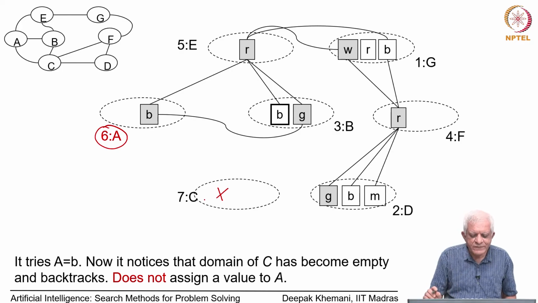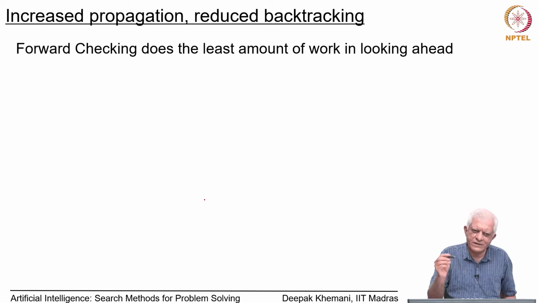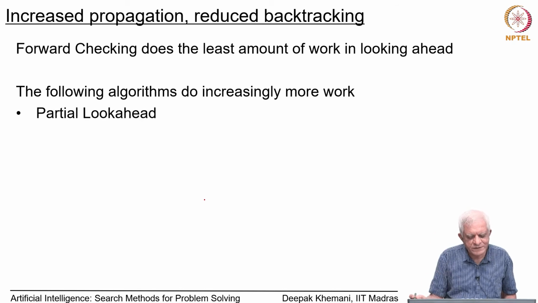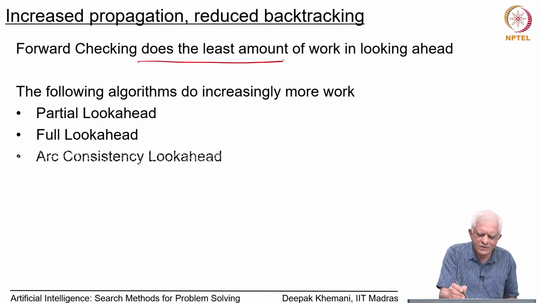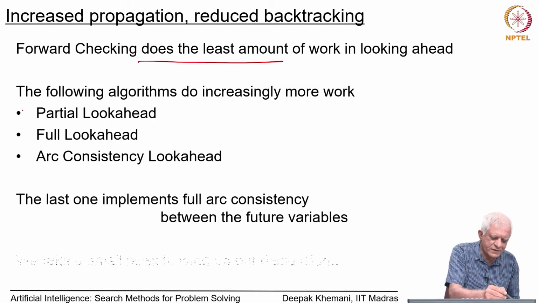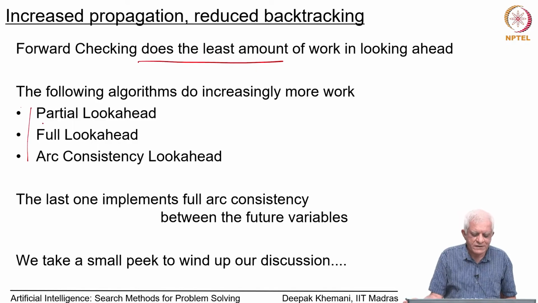Let us, without going into the details, look at another example to illustrate the idea that if you do more propagation, then you have less backtracking essentially. So, our algorithm went up to variable 4 and then backtracked essentially. Eventually, the value of the first variable was going to be changed. Forward checking does the least amount of work that you can do, and there are variations to that, which are these three more algorithms: partial look ahead, full look ahead, arc consistency look ahead.